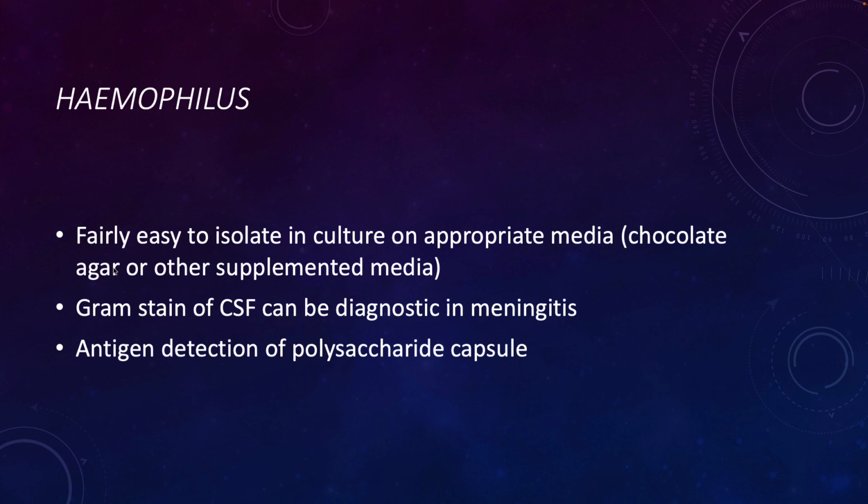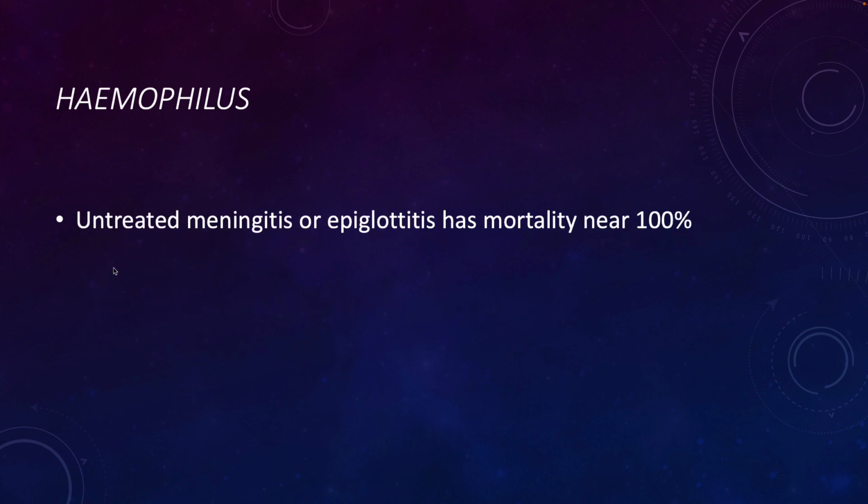You can also do antigen detection of the polysaccharide capsule if you're trying to really get at what serotype the patient has. But when you're talking about meningitis, you've got to usually act more quickly than that. Because for patients who have untreated meningitis or epiglottitis, you have a mortality rate near 100%. So you have to rapidly diagnose and begin therapy in order to save your patient's life.